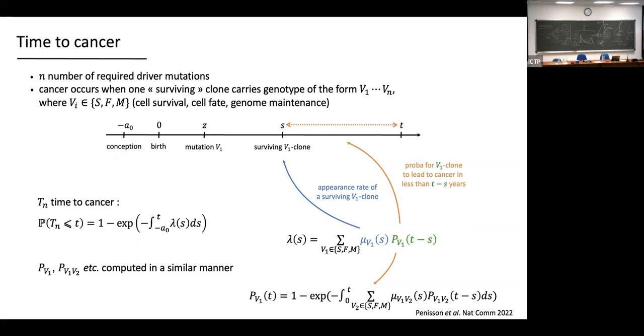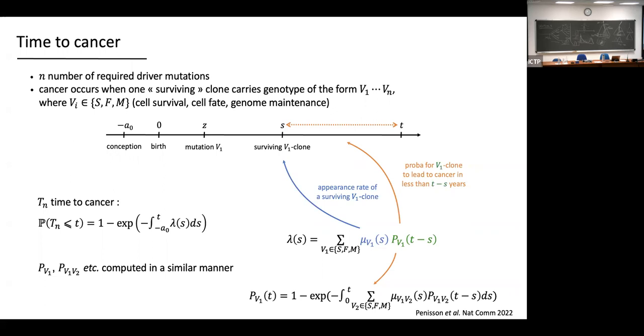This part is actually, I forgot. I need to mention this part. This part is, as you remember, once you get a surviving clone, what is the probability that that surviving clone has appeared, that clone, you will get a cancer before time T, right? That's this piece, okay.